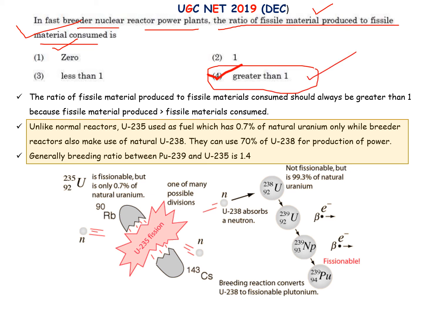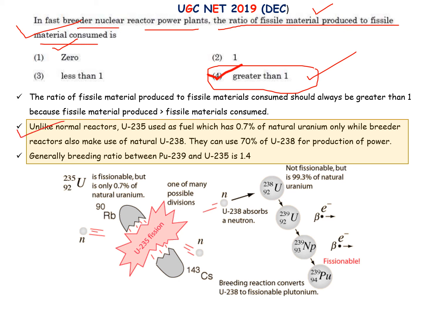Before that, we should know why we do a nuclear reaction. We do a nuclear reaction to get a larger amount of energy. So the fissile material produced should be more to give more energy. That is why the ratio should always be high. Again, we should see it in detail. So what is a breeder reactor?